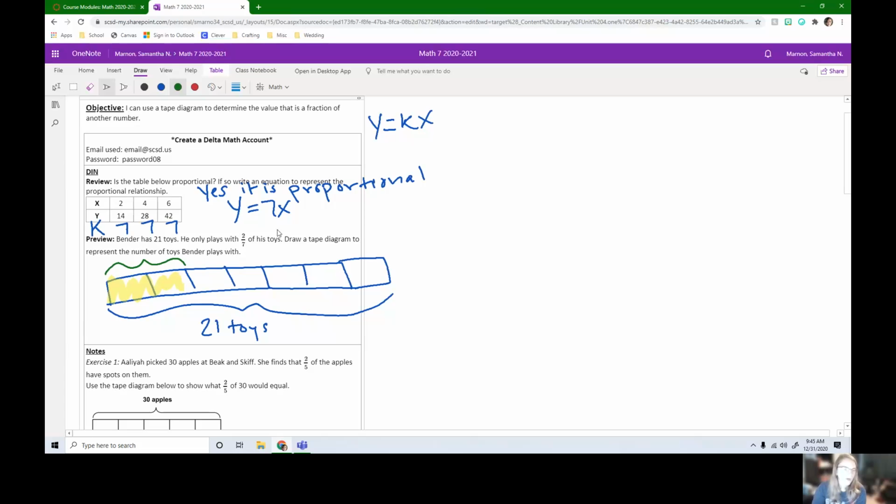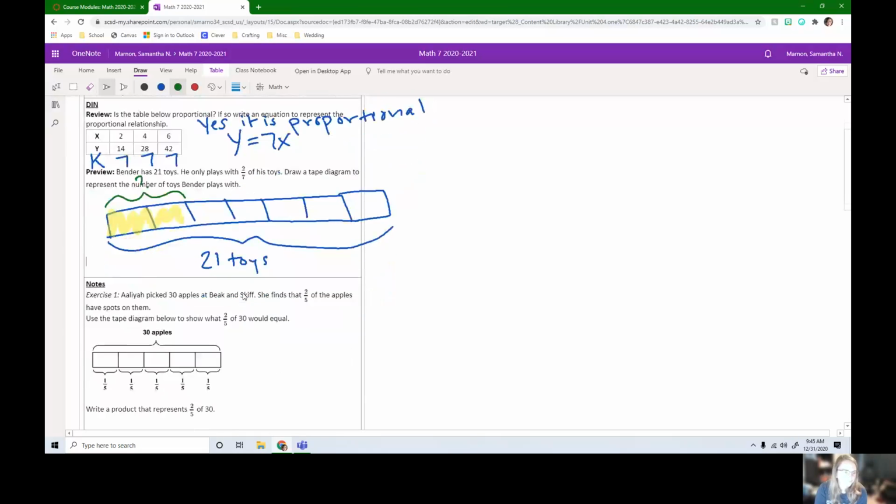We're going to talk more about how to actually solve and figure out what that number is, how many toys he plays with. Some of you might already know, and if you already figured it out, that's okay. That's great, you're already a step ahead. This was just a preview question, so we're just drawing what it might look like. If you figured out that number, that's awesome, but we're going to go on to our notes today to learn more about this.